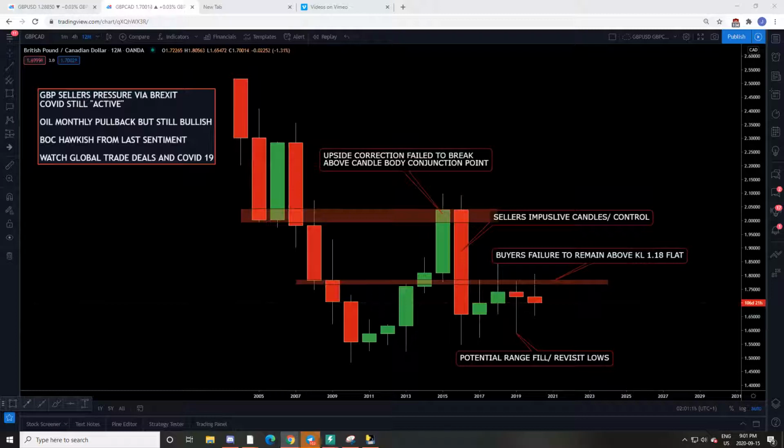Oil, which is correlated to, of course, Canadian dollar strength and weakness, is something good to look at. It is still holding bulls ever since its crash at -40. It is still holding above $30 a barrel and fairly bullish when you're looking at the daily and weekly time frame, which we will reflect. And last week, the Bank of Canada did have a more hawkish stance regarding Canada's economic recovery.